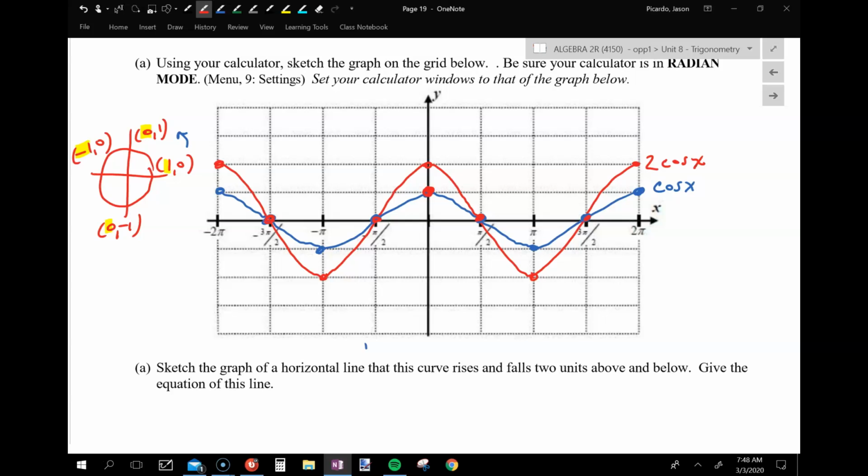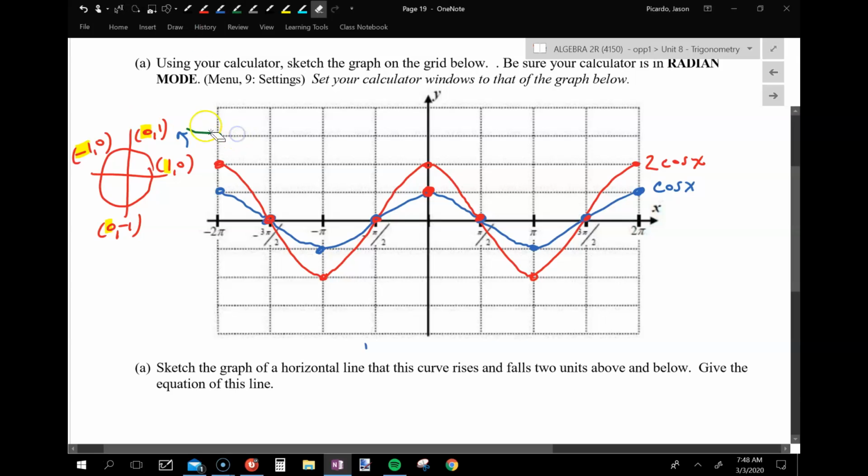But then I have to take that graph and shift it up 1 unit, right? Which just means to take all of these points and literally shift them up 1 spot. So red goes there, red goes there, red goes there, and it looks like this. Two cosine of x plus 1.